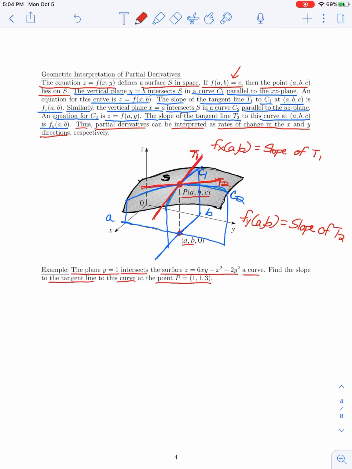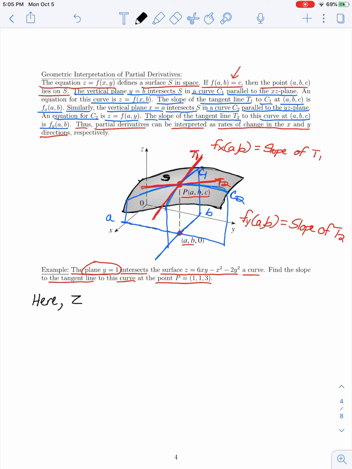So here, let's think about which of the partial derivatives that we're looking for, with respect to x or with respect to y. Now, the curve that we're interested in is the intersection of our surface with a plane defined by a fixed y value. So if we have a fixed y value, that means that only x is changing. So we would be looking at a partial derivative of our function with respect to x. So let's start by finding that partial derivative.